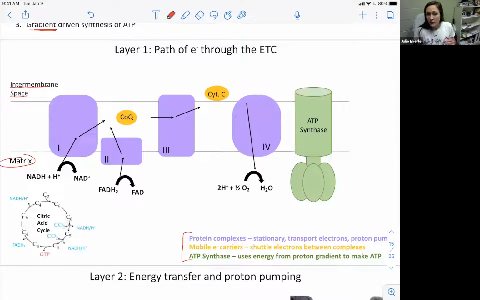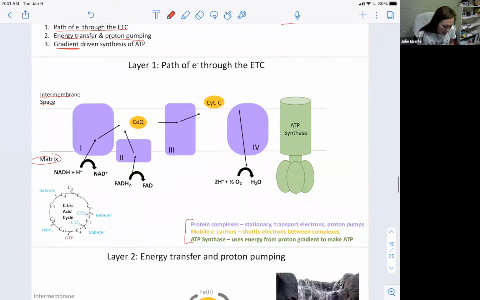So in the inner membrane, we have these proteins, we call them protein complexes, sitting in the membrane. And we talked about integral proteins, right? They span the whole bilayer and they transport stuff. They act as channels or pumps. Things can pass through them. These proteins are going to be used to pump hydrogen ions. So we have them labeled 1, 2, 3, and 4. You can see the Roman numerals in the bottom corner of each one. And these are stationary, they don't move, but they transport electrons and pump protons.